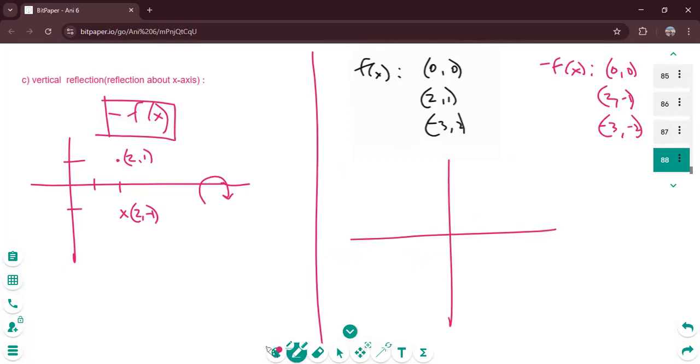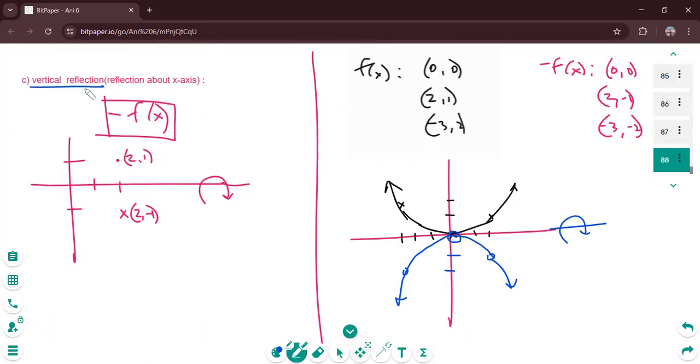So let's draw both the original function in black, 0, 0, and then you have 2 comma 1, and you've got negative 3 comma 2. So the graph kind of looks like this. Now, if you want to reflect it about the x-axis, we do negative f of x, whose points have already been obtained here. 0 comma 0 stays the same. 2 comma negative 1 is down here, and negative 3 and negative 2 is there. So you can already see that this is literally a reflection about the x-axis, another word for which is the vertical reflection. All right, guys, so these are the three different transformations, three different vertical transformations.